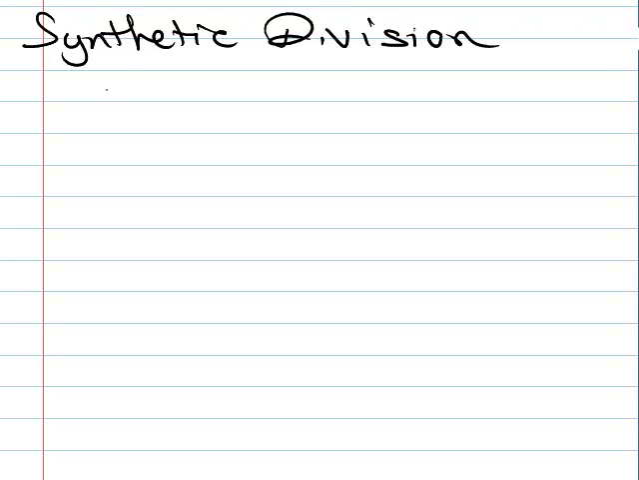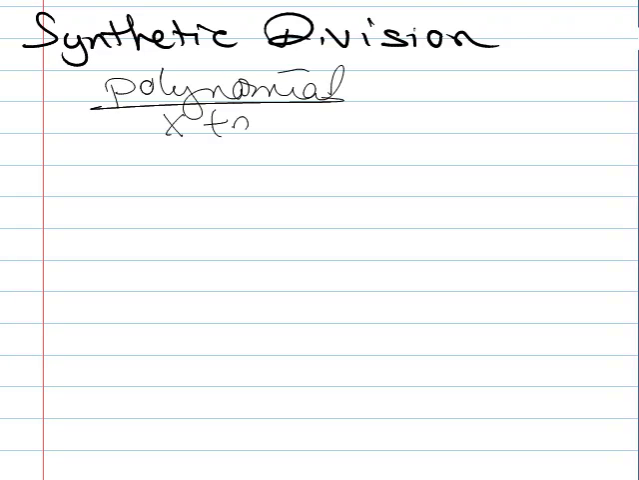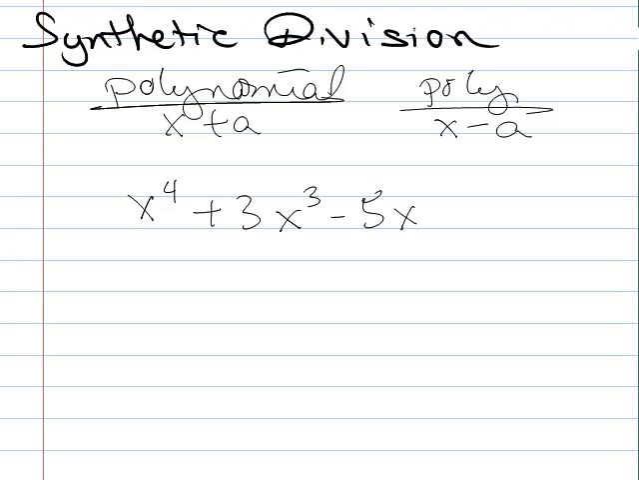Okay, so we're going to try another example of synthetic division. Again, we can use synthetic division when we have a polynomial divided by something like x plus a, or some kind of polynomial divided by x minus a. All right, so we're going to try a fun problem here. Let's try x to the fourth plus 3x cubed minus 5x squared, say, plus 12. And we want to divide this by x plus 2.